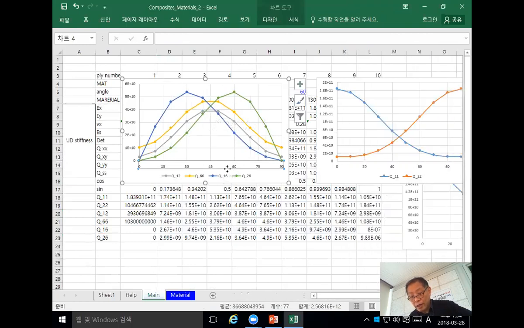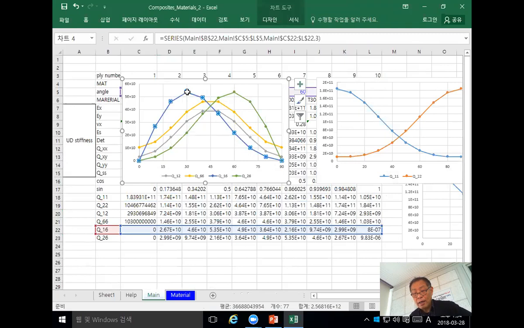And also Q16 and Q26. Well, Q16 and Q26, this one reaches a maximum at about 30 degrees, and Q6 reaches a maximum at about 60 degrees, starting from 0. At 90 degrees, it goes to 0 again. Why? What are Q16 and Q26?